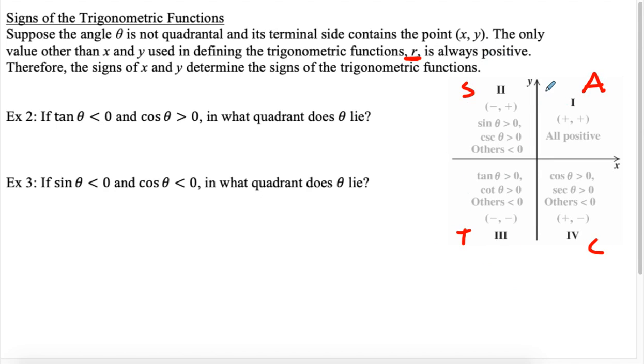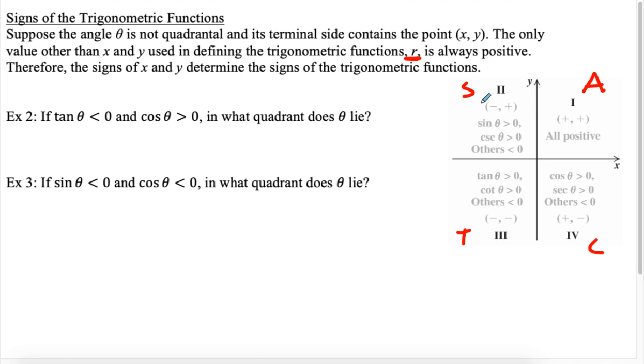It tells you which of the big three trig functions are positive as we go around our quadrants. All of them, just sine, just tangent, just cosine. But again, I would prefer to think about that in terms of just, if the x is positive, cosine is positive, and if the y is positive, sine is positive, right?